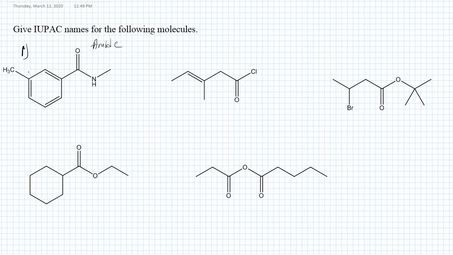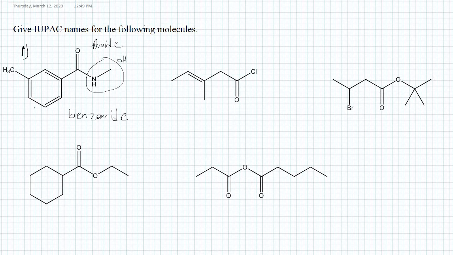So if we think this is a carboxylic acid, let's just label here as an OH. If this were a carboxylic acid, how are we going to name it? It's benzoic acid. So instead of oic acid, we are going to say amide. So this is benzamide. Let's write here benzamide.